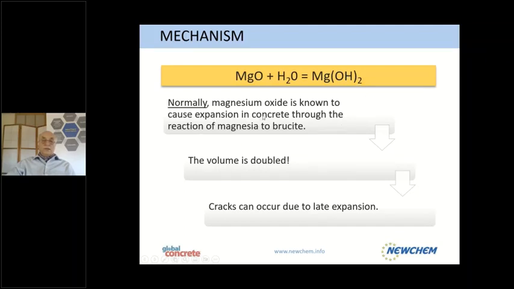Normally, the expansion in concrete is known and is a dangerous thing because through experience, we know that after years, the concrete may break or get cracks through the expansion because of the doubling of the volume. And this is why it is limited.